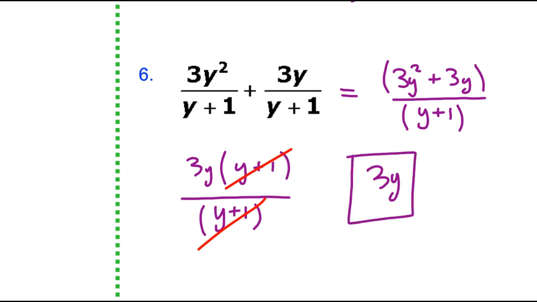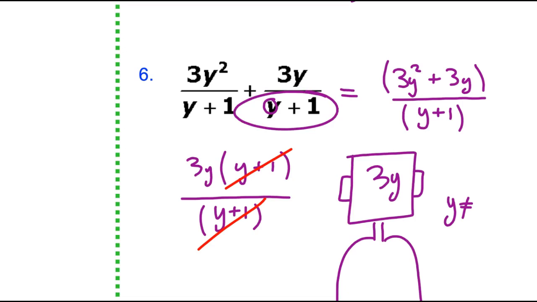Final answer. Y cannot equal what, Kate? No, because if I put a 0 in there, it'll just be a 1 in the denominator. Try again. What makes it 0? What would make the denominator 0? What would I put in there for y that would make this whole stuff 0?